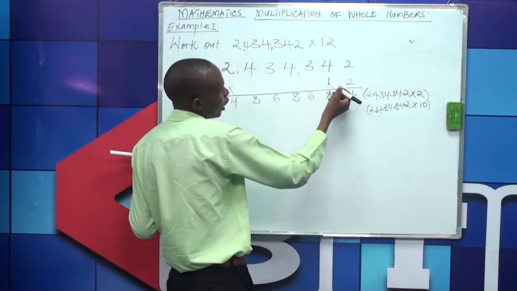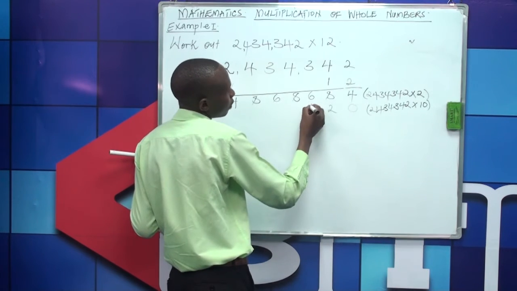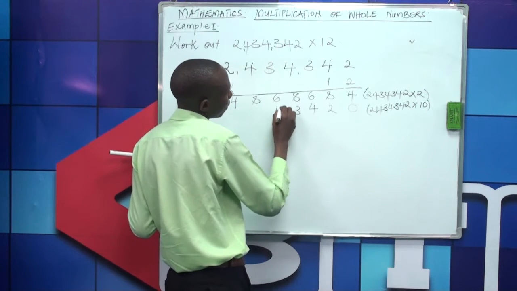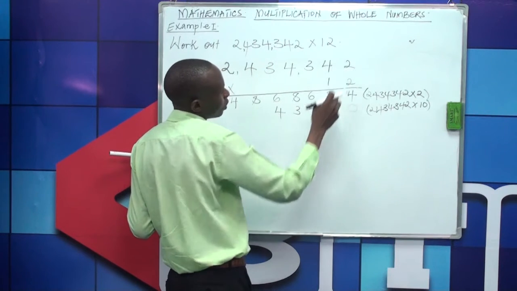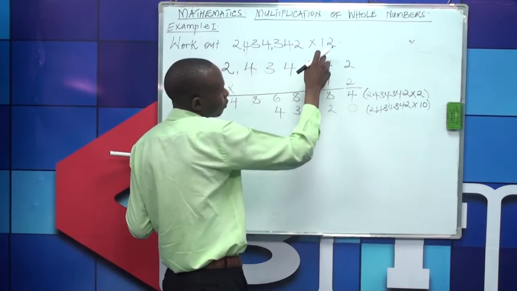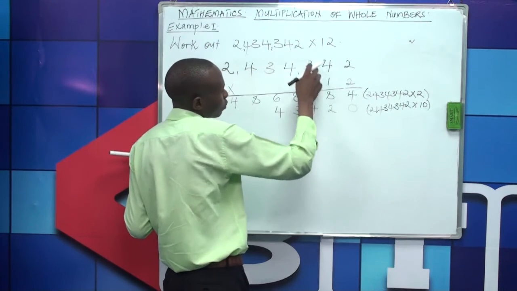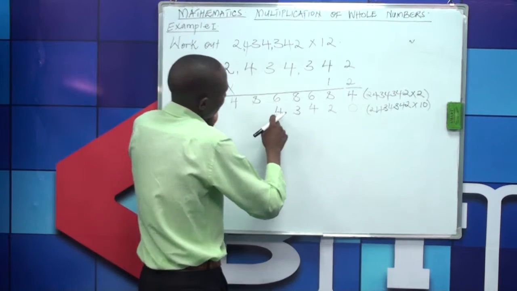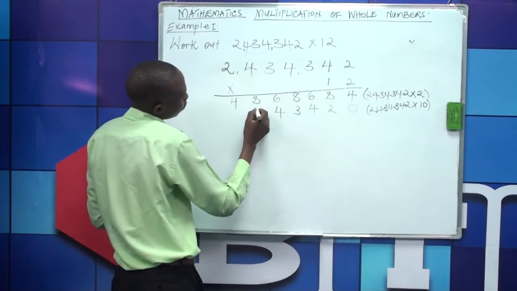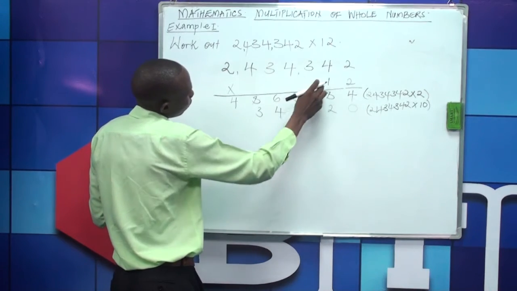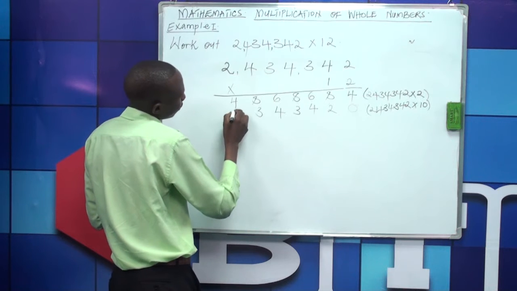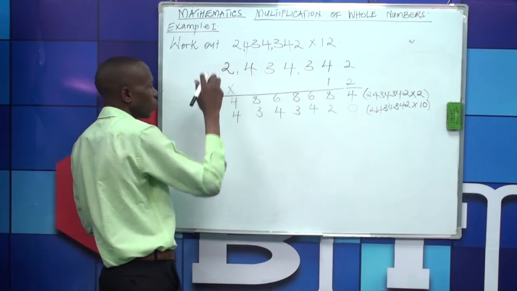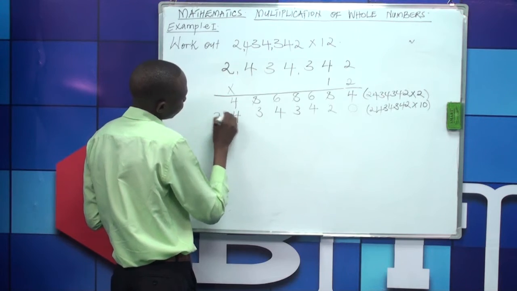So I'll come in and say 1 times 4, it will give us 4. 1 times 2, it has given us 2. 1 times 4 gives 4. 1 times 3 gives 3. 1 times 4 gives 4. 1 times 3 also gives 3. 1 times 4 will give us 4. At the same time, 1 times 2 will give us 2.